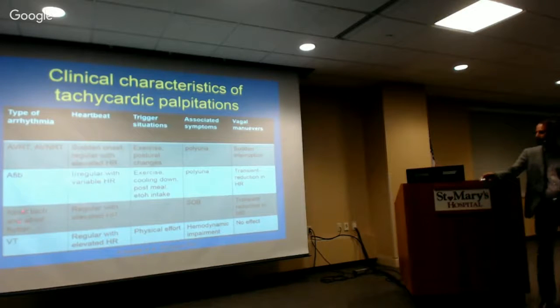Both atrial tachycardia and atrial flutter will be more regular typically, maybe some periods of irregularity. They'll often feel shortness of breath. With VT, the key thing here is usually hemodynamic impairment, sometimes with physical effort.